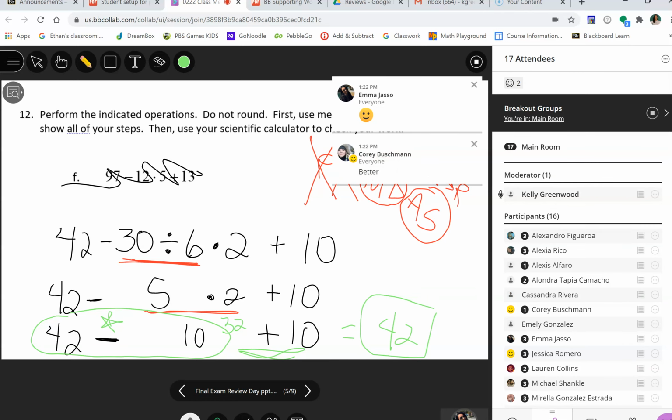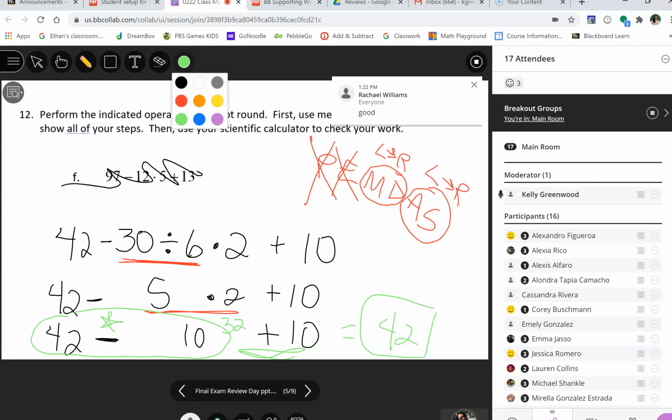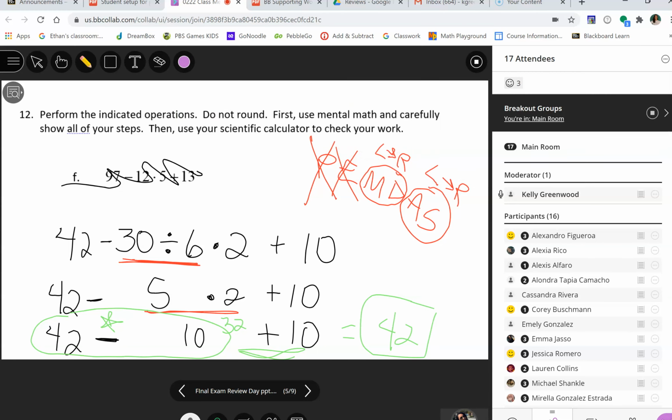Feeling good? Better? Okay, so make yourself a big note on your paper. Write down PEMDAS and circle the MD and put left to right, and circle the AS and put left to right, and just practice doing that on test day. Practice it while you're reviewing. Practice it on test day.